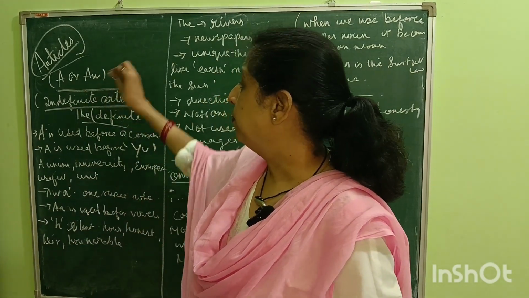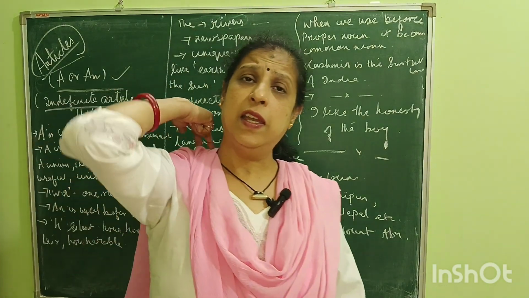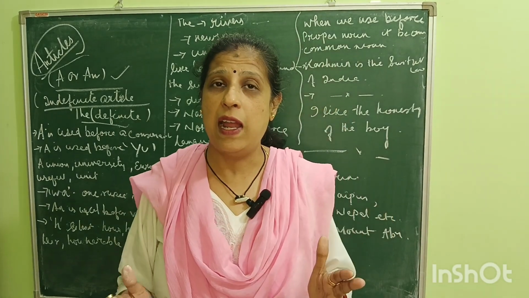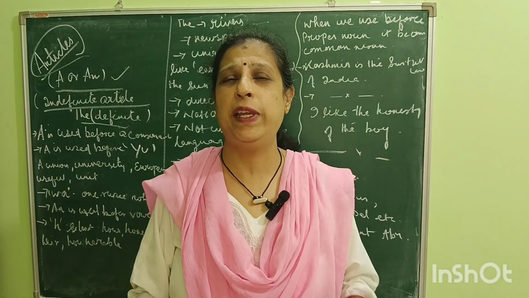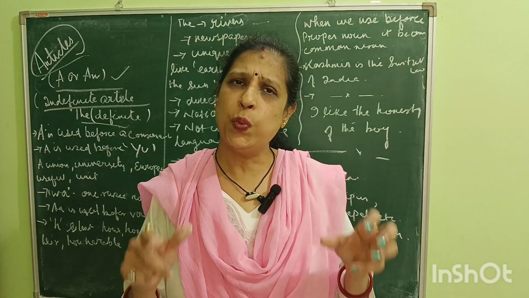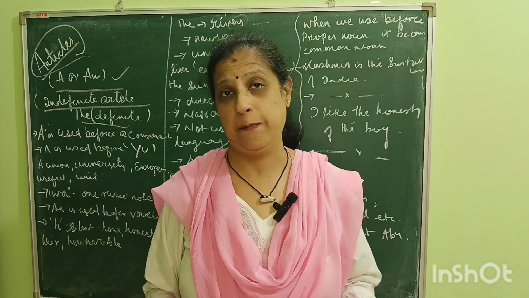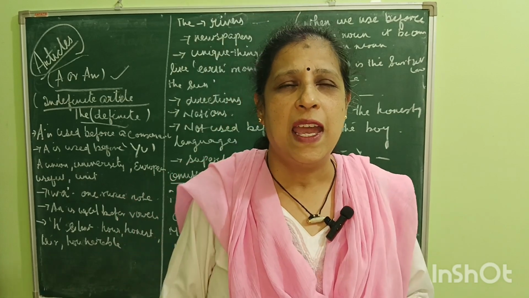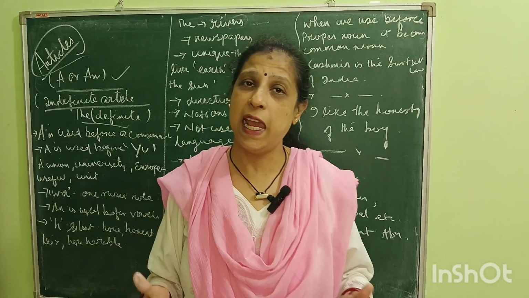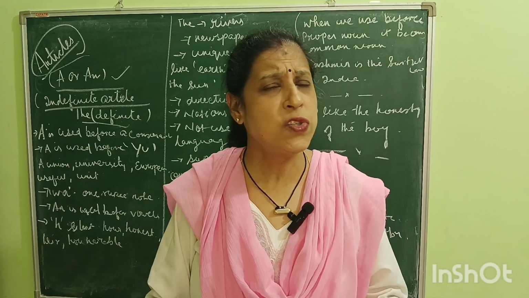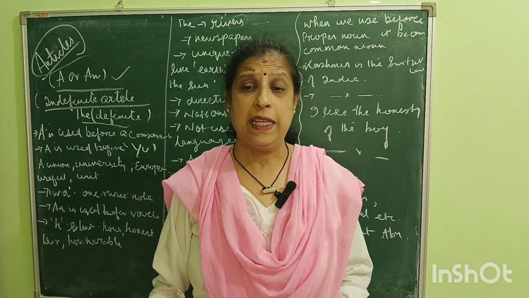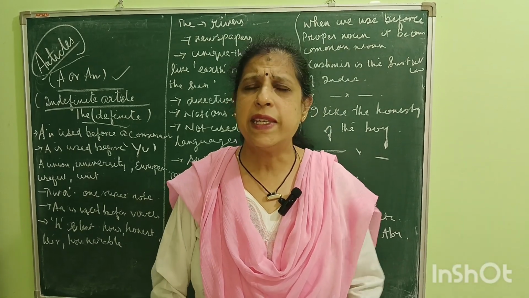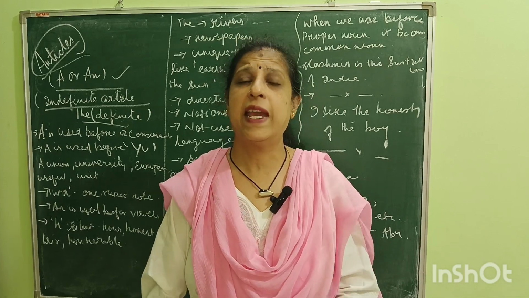It is because we use a or an when we do not point out our finger towards a particular thing. It is not particular. I can say, get me a chair. Bring me a chair. It can be any chair.